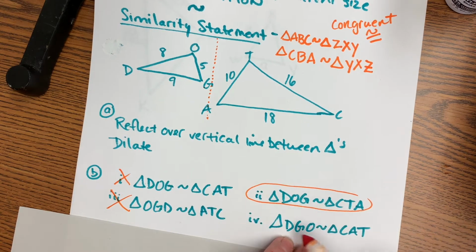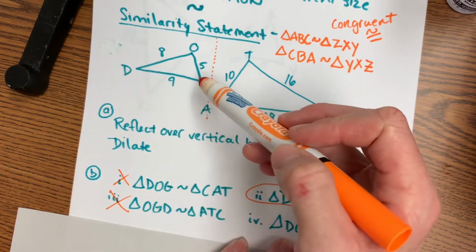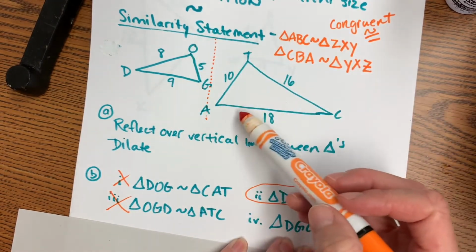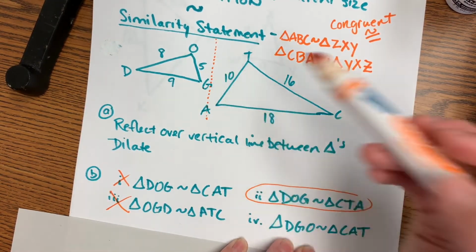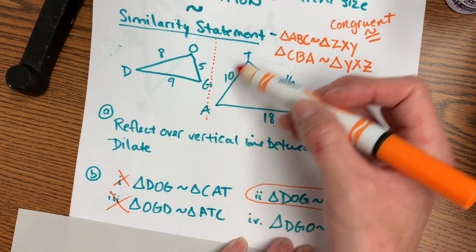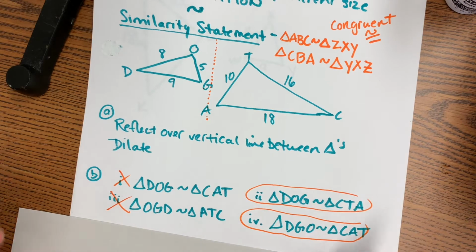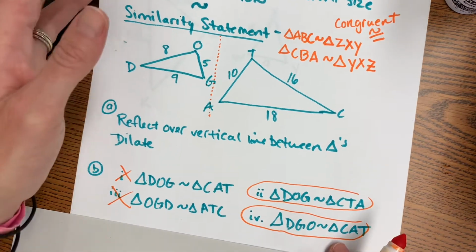Let's check this one. DGO, D to G to O, so that's down the long, down the short. So we got to go down the long and down the short, so that's C-A-T. Perfect. This one also works. And there's others that work, they just didn't put them as options.